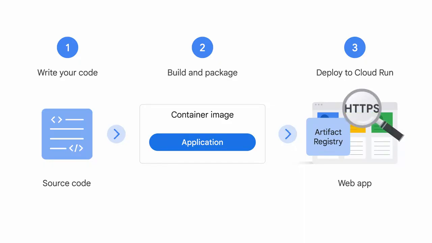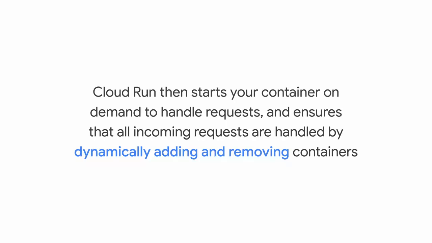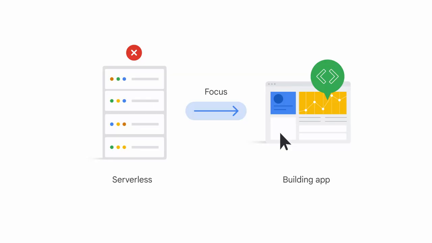Once you've deployed your container image, you'll get a unique HTTPS URL back. Cloud Run then starts your container on demand to handle requests and ensures that all incoming requests are handled by dynamically adding and removing containers. Because Cloud Run is serverless, you as a developer can focus on building your application and not on building and maintaining the infrastructure that powers it.